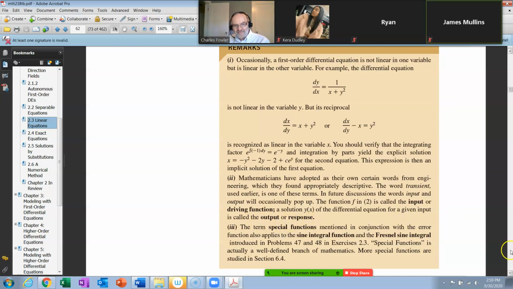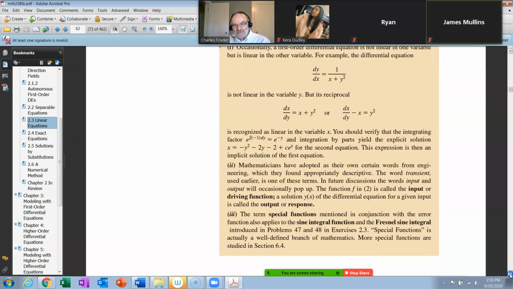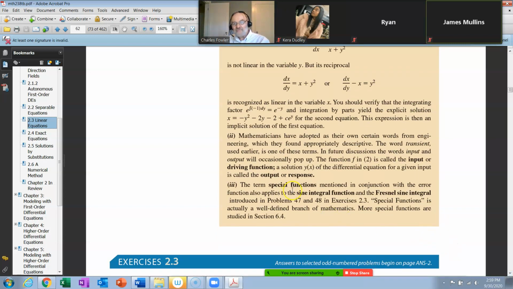Now there's another thing that's mentioned here, and I'm not going to do anything with it. The term special functions is mentioned in conjunction with the error function, and also applies to the sine integral function, and then there's another one called the Fresnel sine integral function, okay? And that is going to be introduced in problems 47 and 48 of this section coming up. Special functions actually is a well-defined branch of mathematics, and more special functions are studied in 6.4. We're not going to get there, okay?